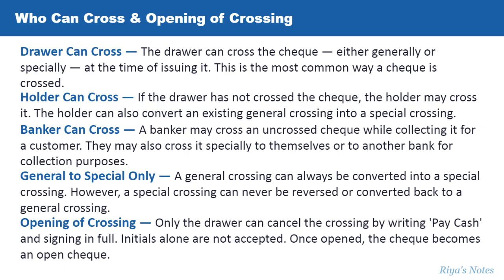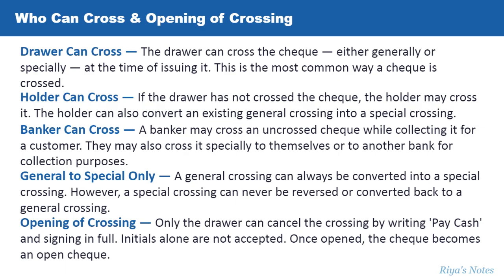Who can cross and opening of crossing? Drawer can cross. The drawer can cross the check either generally or specially at the time of issuing it. This is the most common way a check is crossed. Holder can cross. If the drawer has not crossed the check, the holder may cross it. The holder can also convert an existing general crossing into a special crossing.